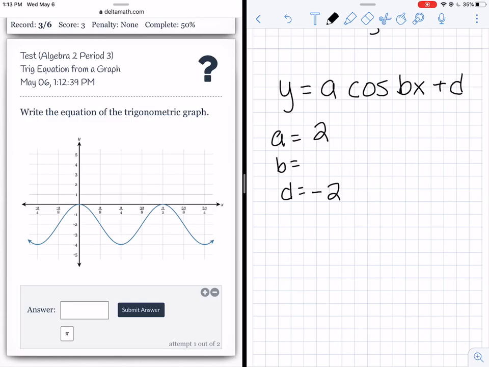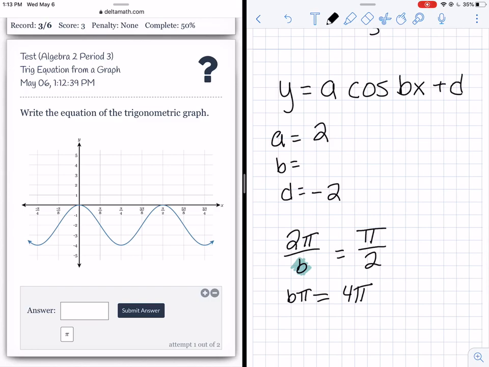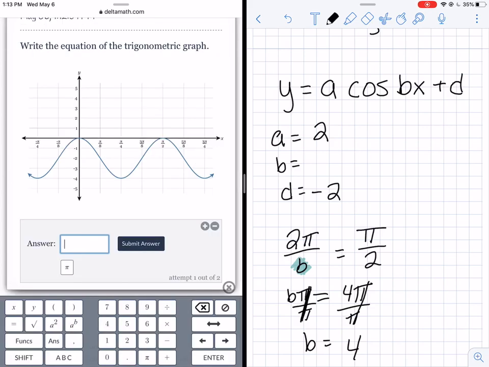My B value I need to calculate, so 2 pi over B is equal to, trace one cycle of this graph, and one cycle ends at pi over 2. Again, I'm looking for my B value so I can now solve for this B value. I have B pi equals 4 pi. I'm solving for B, so I'm going to divide by that pi to cancel them out. Divide by pi here, and you get 4. B equals 4. So I'm going to submit my answer.